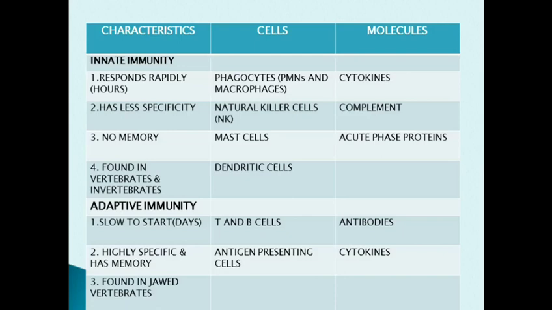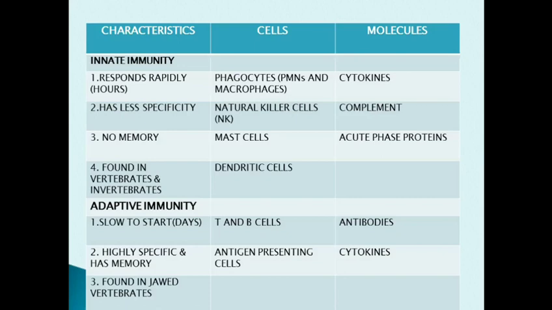So other than phagocytes, natural killer cells, mast cells, and dendritic cells are also part of innate immunity. Don't worry, we will discuss each and every type of cell involved in innate immunity in our next video, because that is going to be our next topic. And innate immunity includes a few molecules: cytokines, complement, and acute phase proteins. Now just remember these names: cytokine, complement, acute phase proteins. I will describe this in my next video.